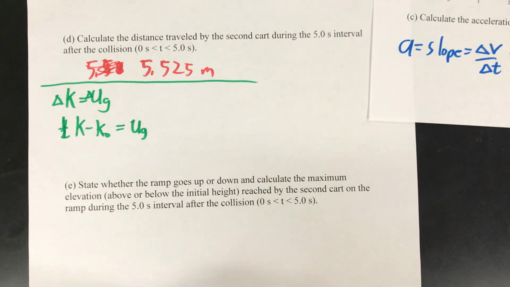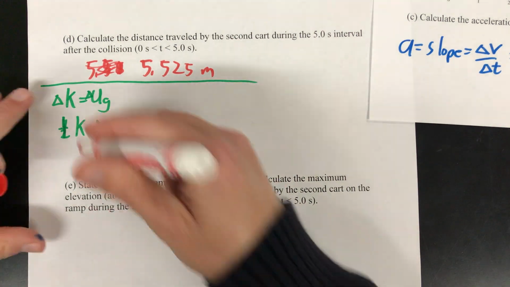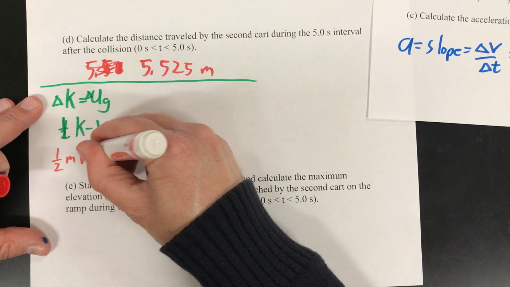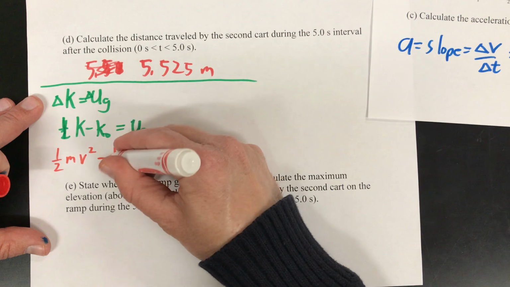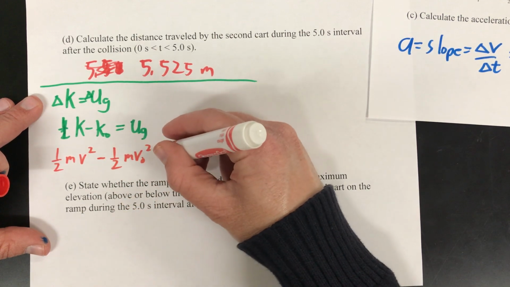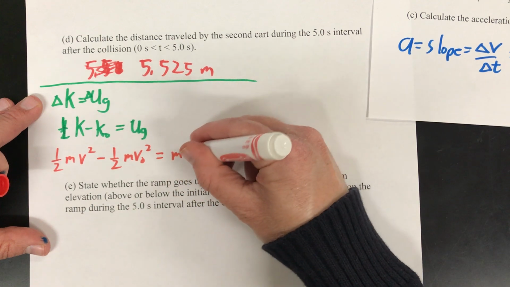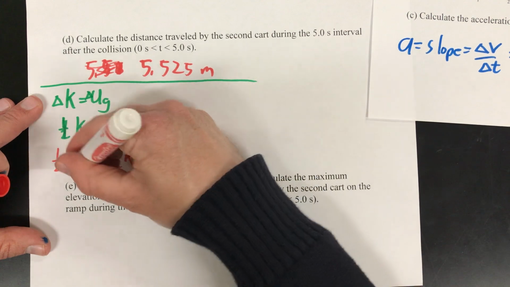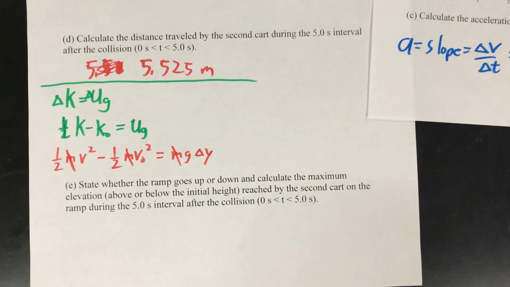And that way we only have to deal with one gravitational potential energy there. So now let's start to plug in for these here. So my final kinetic energy will be 1/2 times mass times final velocity squared minus my initial kinetic energy, which will be 1/2 times mass times initial velocity squared, and that will be equal to mass times gravity times the change in our height. Notice the mass does not even matter, even though we have solved for it. We don't need it.